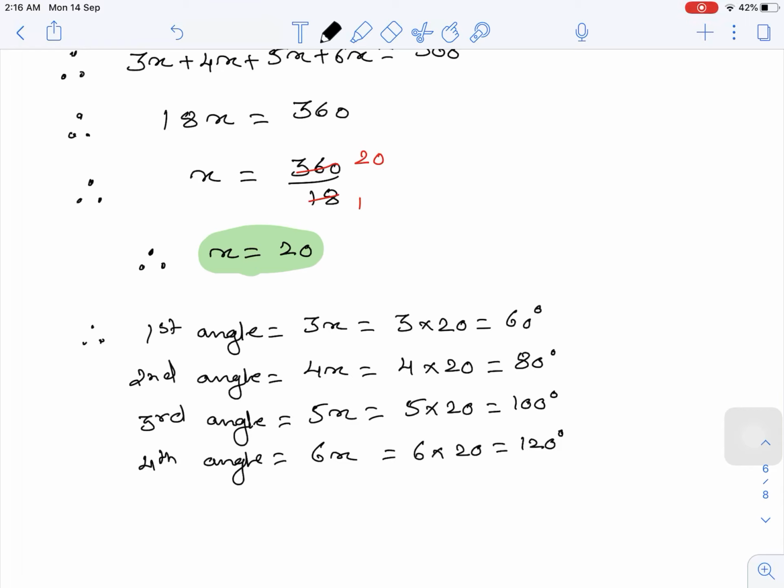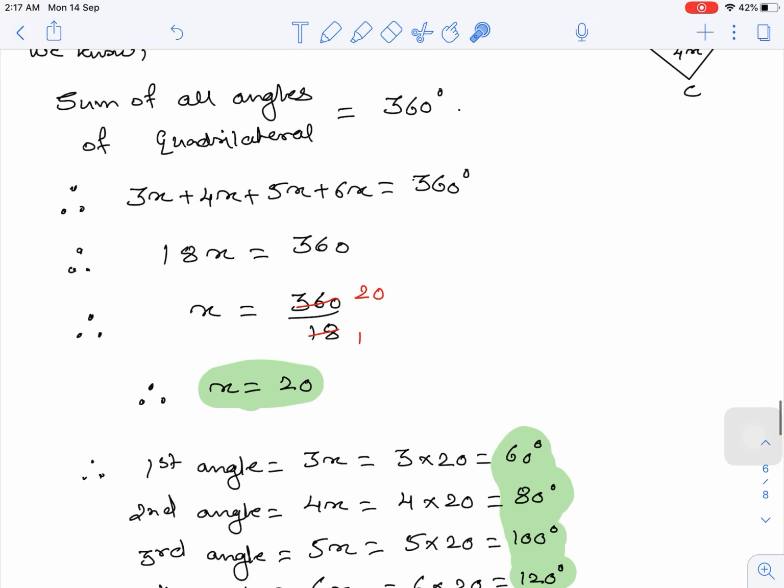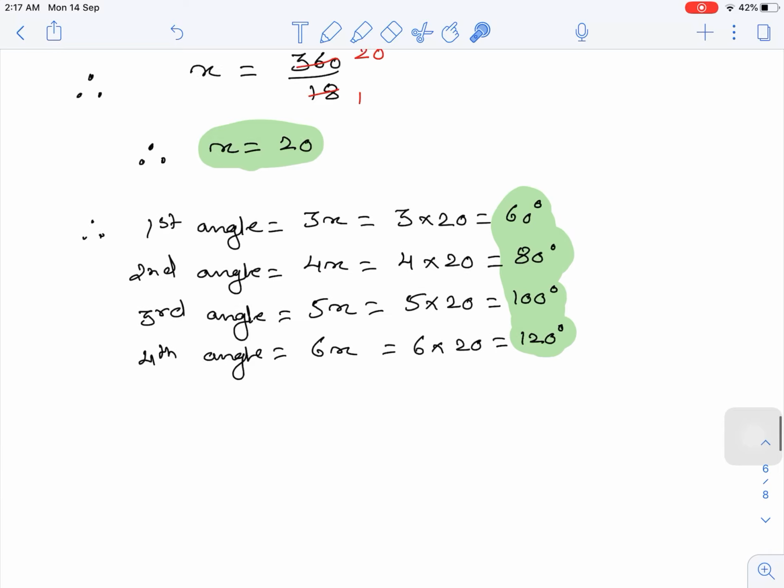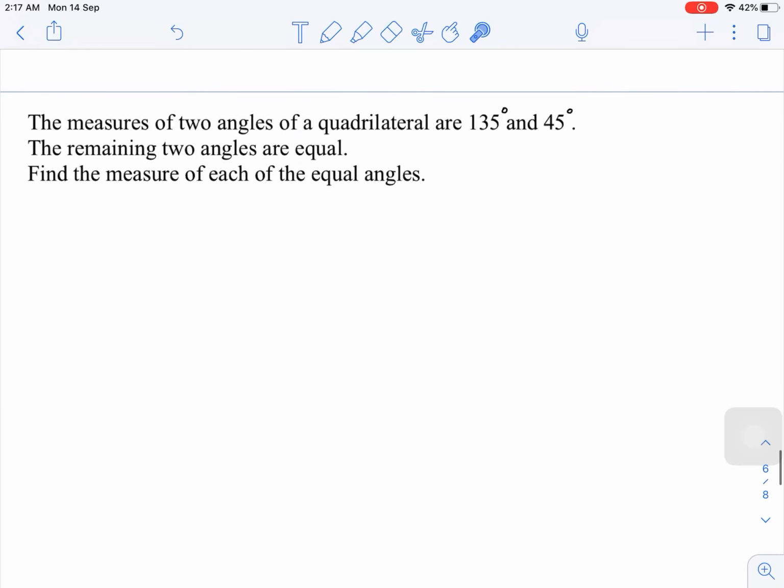Now if you add all these angles, its total will be how much? It will be equal to 360 degrees. In this way we can find the value of each of the angles by using which property? The angle sum property of a quadrilateral. Now let us consider the next example.